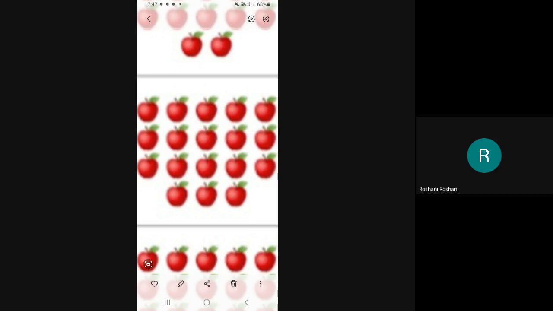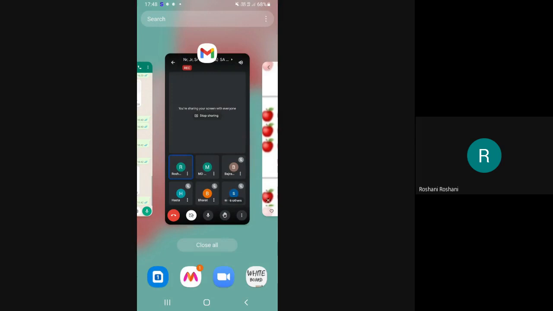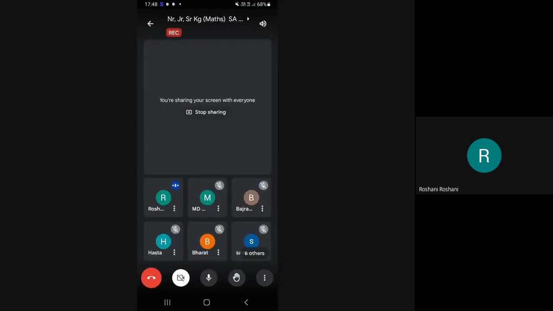Counting after 10, 11, 12, 13. Listen to the pronunciation carefully: 13, 14, not 40, it is 14, 15, 16, 17, 18. How many? 18. Okay, okay. Yes, okay. It is not 80, Sanvi, just 18. One, eight, 18.